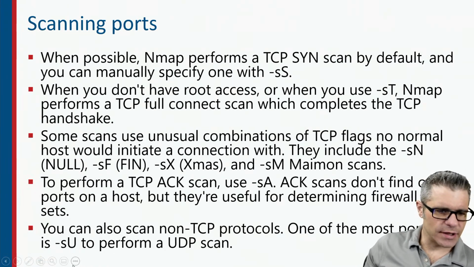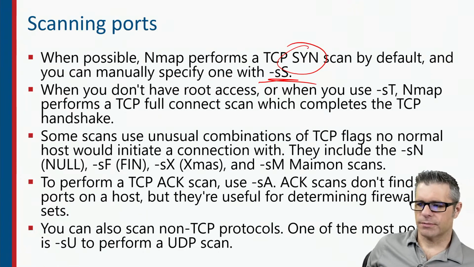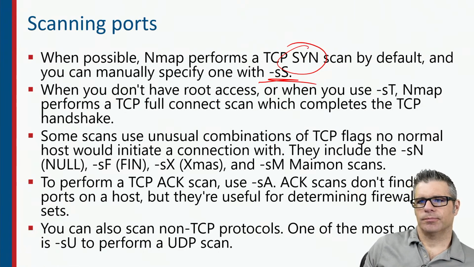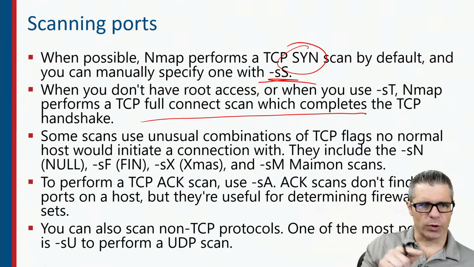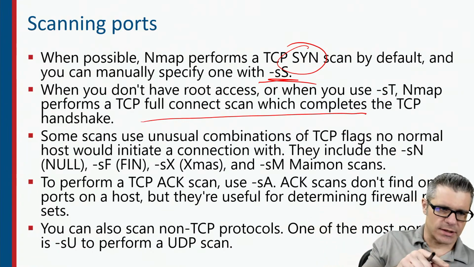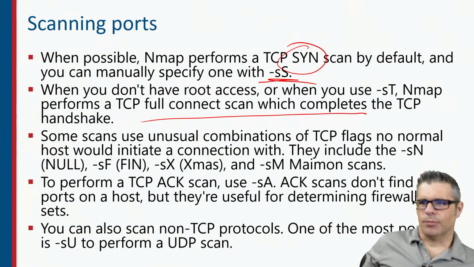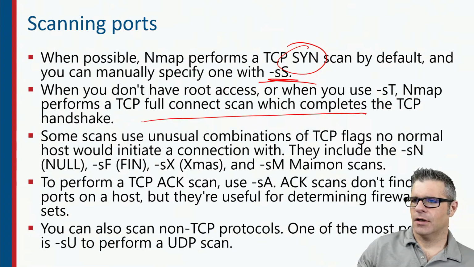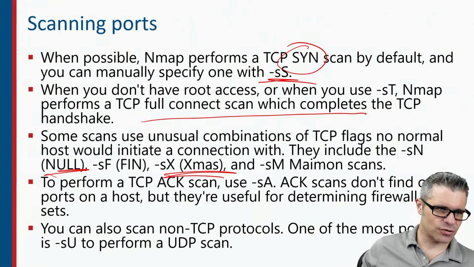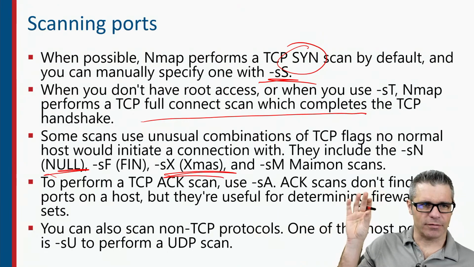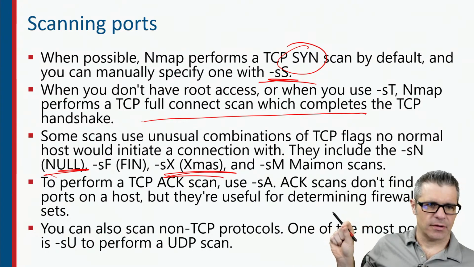The default is the SYN scan, manually specified by -sS. The TCP full connect scan does the whole three-way handshake, does a SYN, gets a SYN and an ACK, and then provides an ACK back. The fun ones are like a null scan is sort of interesting. The Christmas tree scan lights up all of the different TCP flags as they go along.